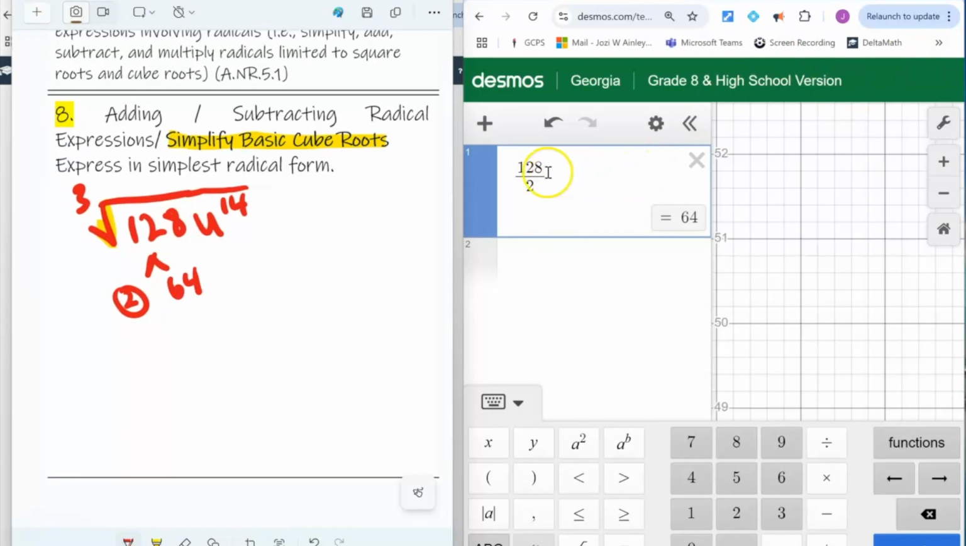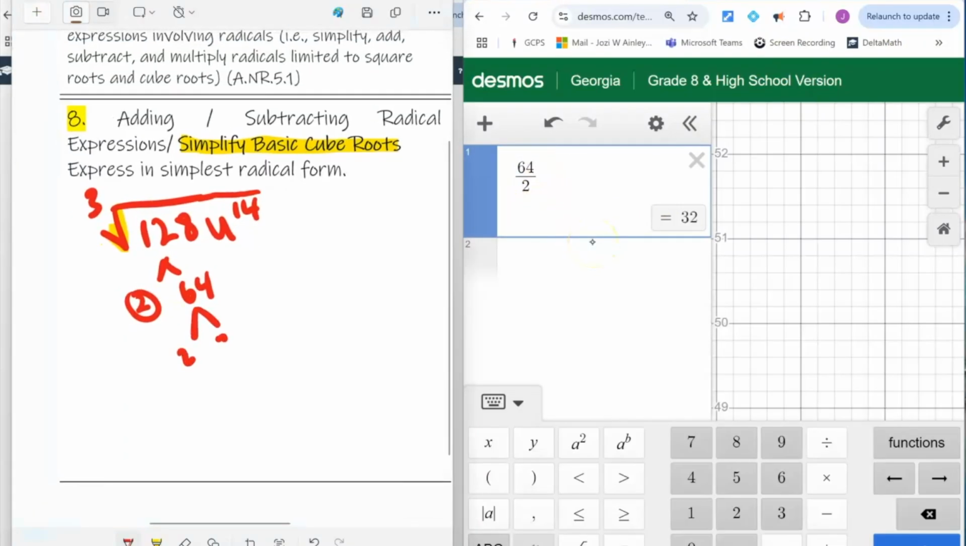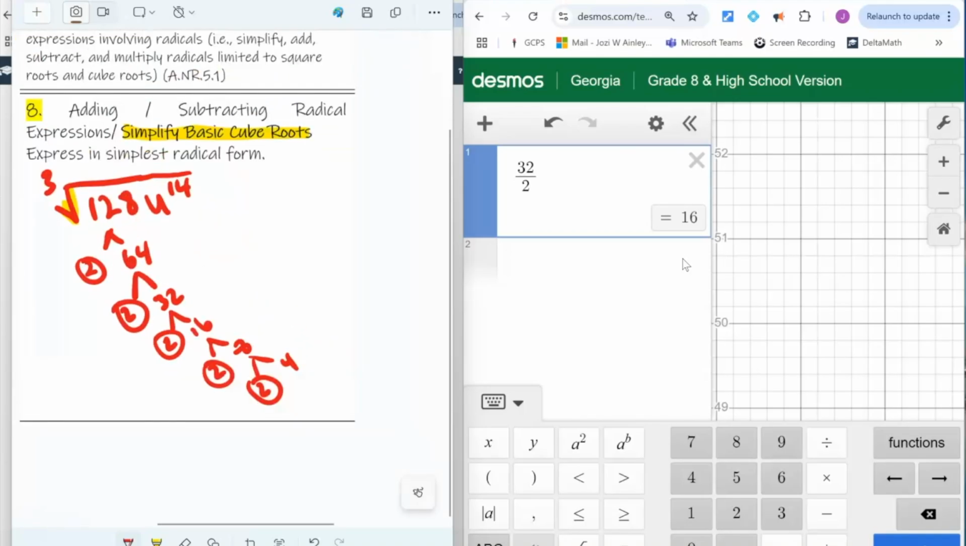Break down 64. That's going to break down to 2 times 32. 2 is a prime number. Next number is 32. So I keep breaking down the answer. 32 is now going to give me 16, so this is going to be 2 times 16. And you can keep breaking this down in the calculator: 2 times 8, 2 times 4, but you can use the calculator if you don't know your multiplication facts. 2 times 2. Now I'm just going to double check to make sure this gives me 128.